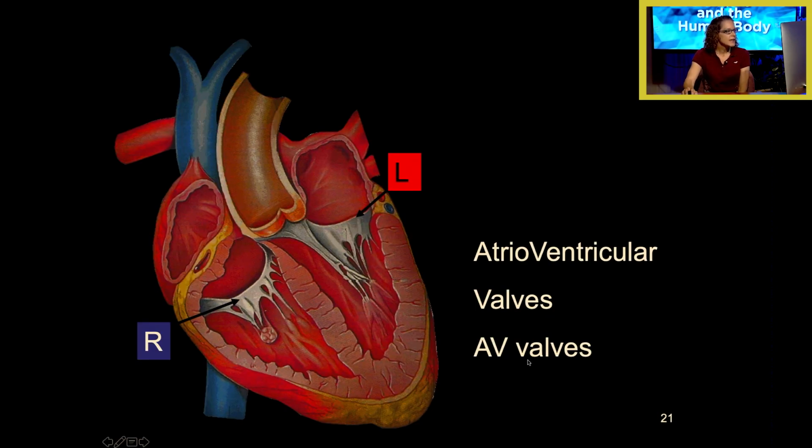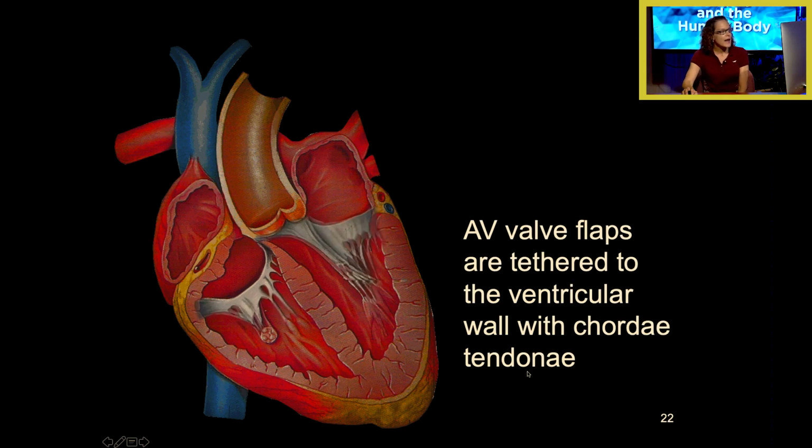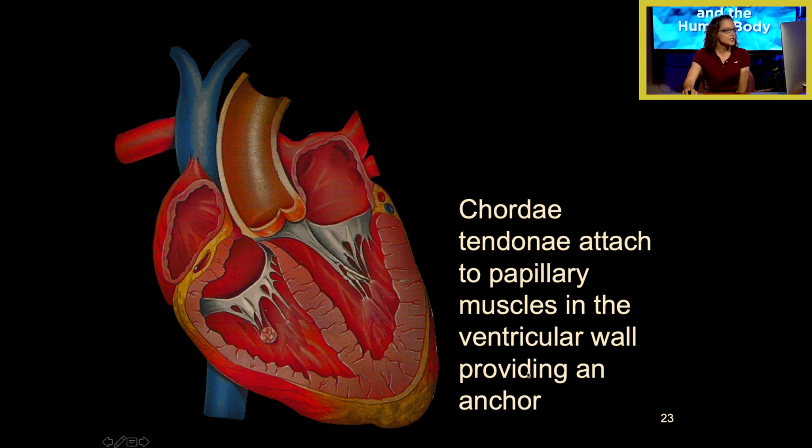Here we can see the right and left atrioventricular valves in a different view. These AV valves have flaps that are tethered to the ventricular wall with chordae tendineae. The chordae tendineae attach to the papillary muscles in the ventricular wall, providing an anchor. So when the ventricles contract, the papillary muscles contract, and they apply tension to the AV valves, preventing regurgitation of blood back up into the atria.